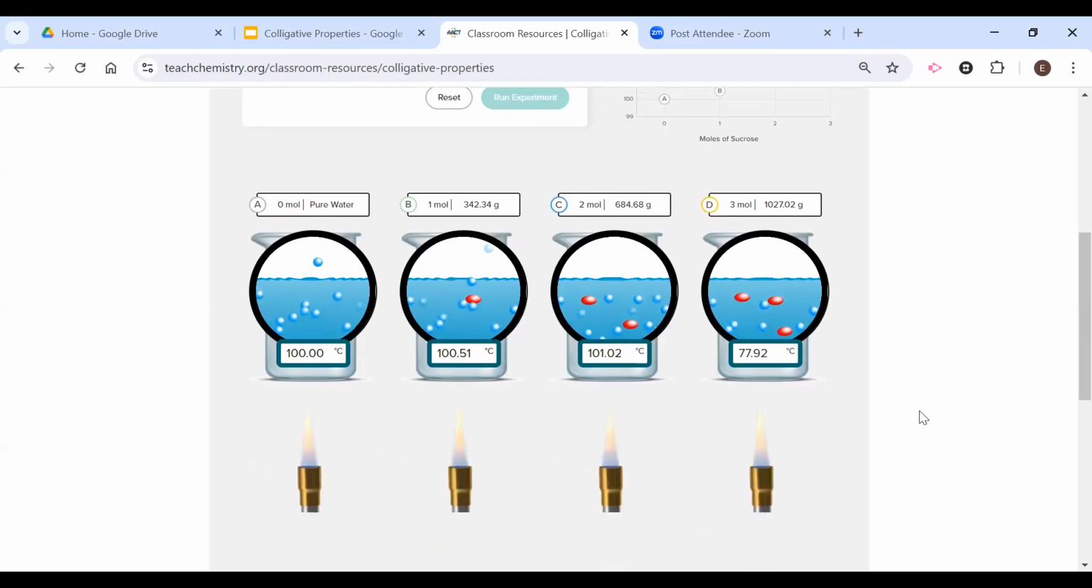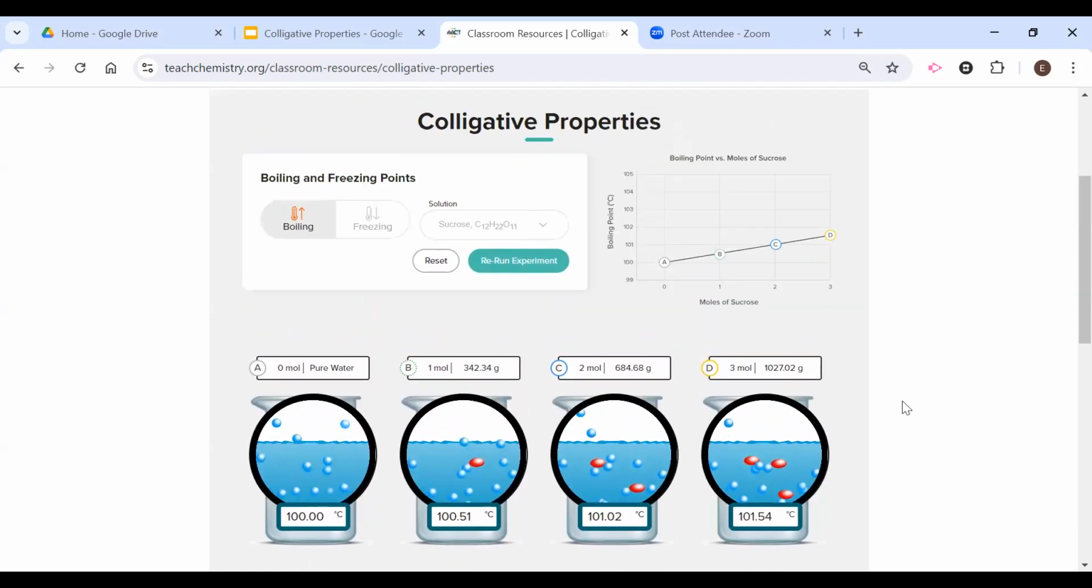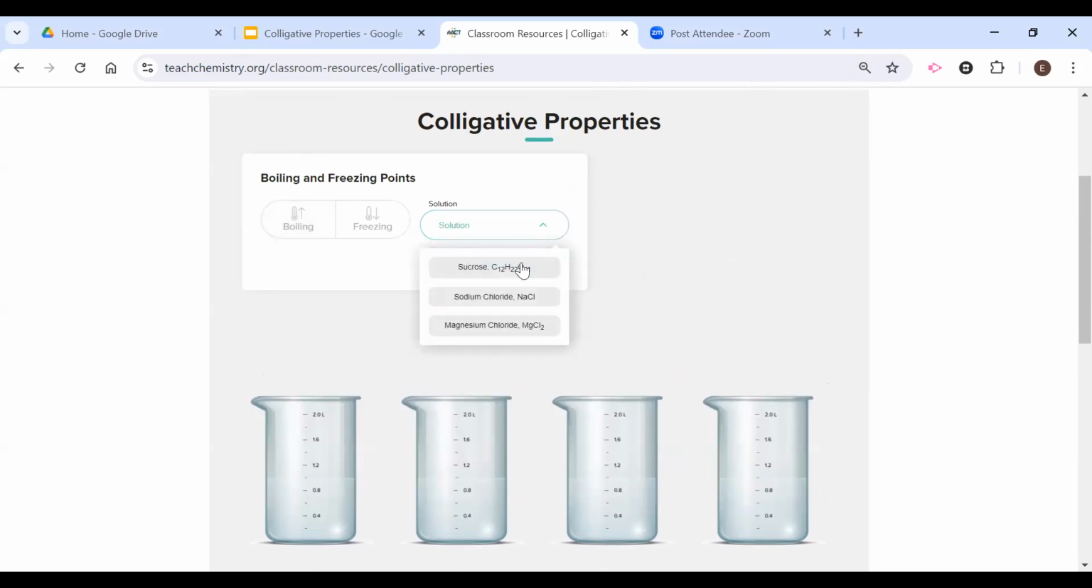Remember, this is being heated, okay? Okay, so that's clear. Let's reset and add a different type of solute. The other one was sucrose.